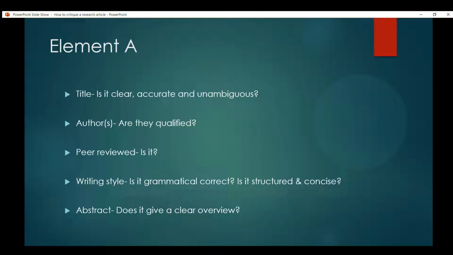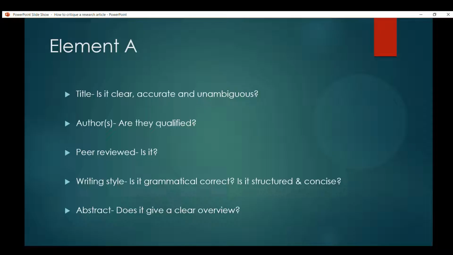So is it accurate, straight to the point? And then is it unambiguous? Is it something that is achievable, not something that is just so massive that you're like, would they be able to carry that out? Is that even possible? Do you get? So how clear is the title?